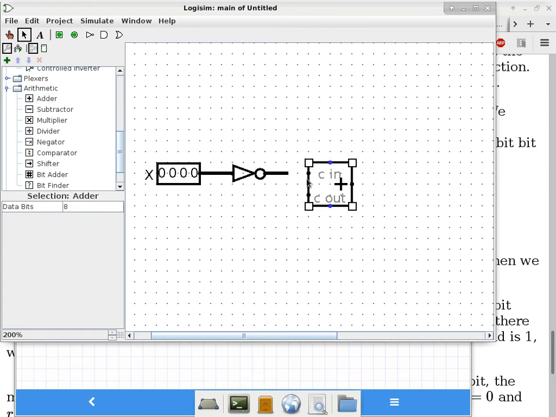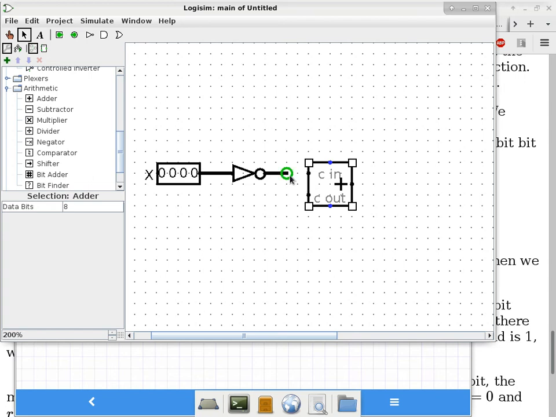Okay, so here's my adder. The adder has 5 terminals. It's got 5 ports: carry in, carry out, the 2 numbers that you're adding, and then the sum. Okay. So this one is pretty easy, but I do have options.